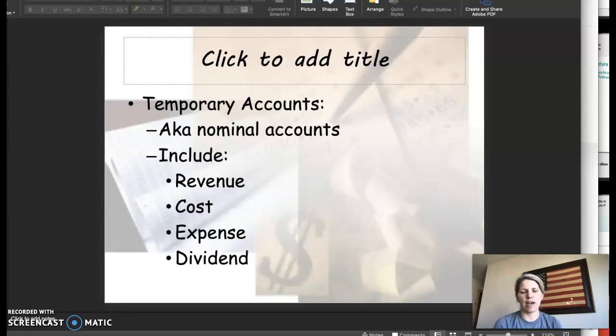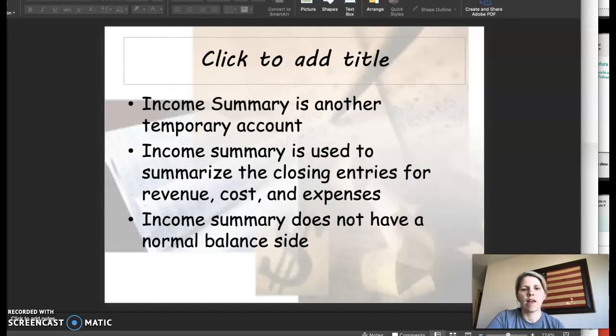Then our temporary accounts, which are also called nominal accounts. Those are going to be things like our revenue or our sales, cost, any expenses, and our dividends. So these temporary accounts are the ones we're working to get to have 0 balances. Then income summary is also an additional temporary account, and we're using it as we close these things out to summarize all of those entries for revenue, costs, and expenses. An income summary, if you remember, is one of our unique accounts. It actually does not have its own normal balance side.